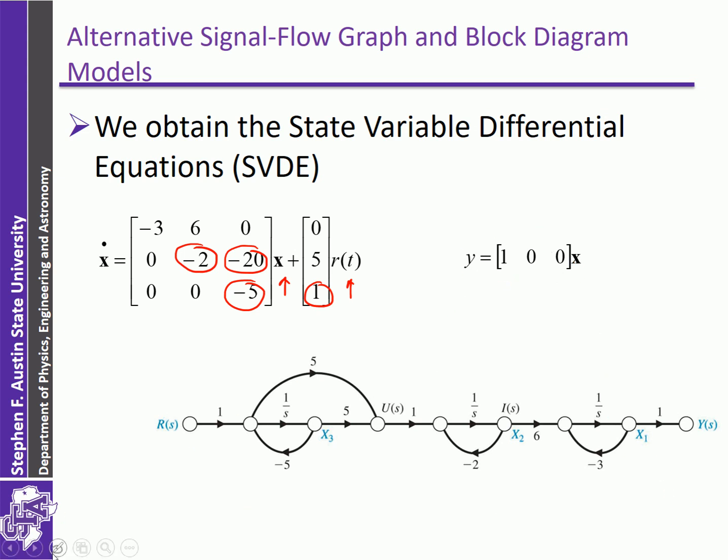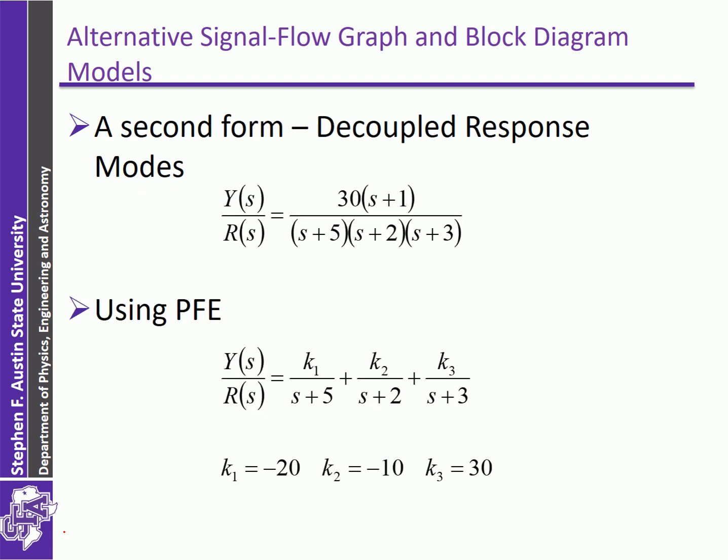So you can see it was a fairly simple process, other than the little bit of a mistake that I had there on the little algebra problem, but in general it's fairly simple to find it. So now let's move forward to the last model we're going to cover, and that's what is called the decoupled response mode. So what we do is like finding the inverse Laplace transform.